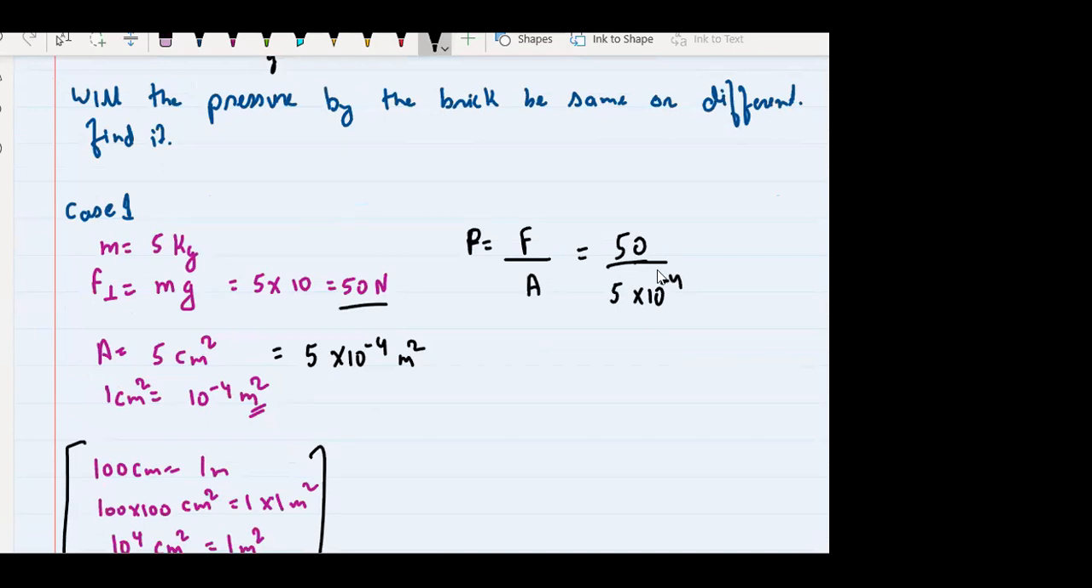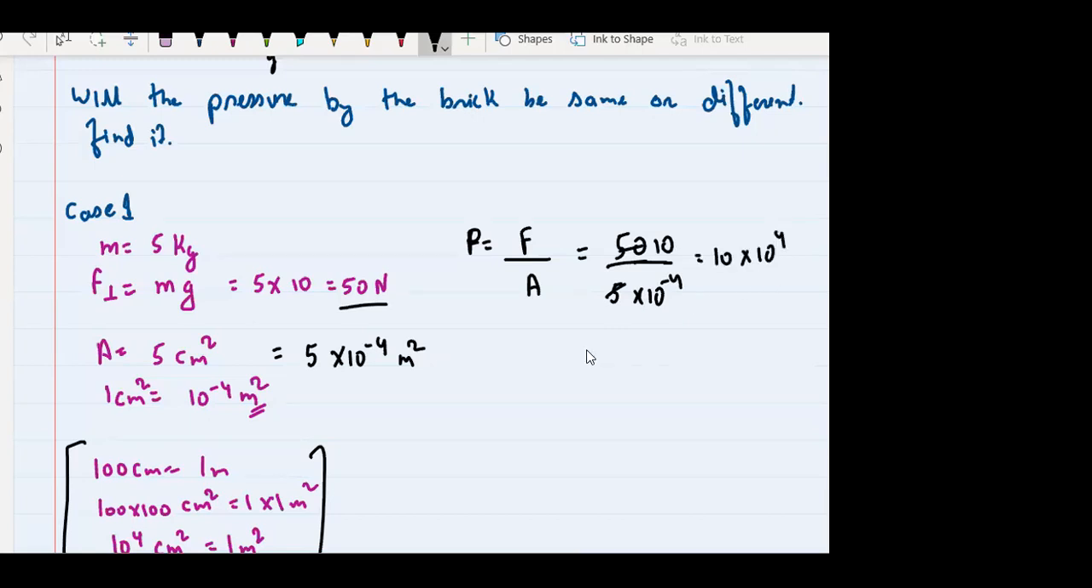Okay, Adarsh, let me complete this first. Thank you, sir. Okay. So I can say that since this is 50 by 5, 10. And this is 10 to the power minus 4. So it will go up and it will become 10 to the power plus 4.